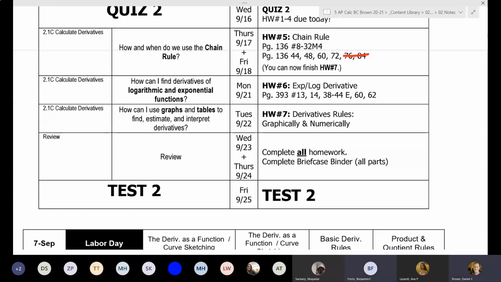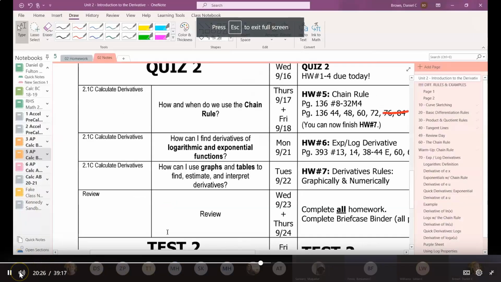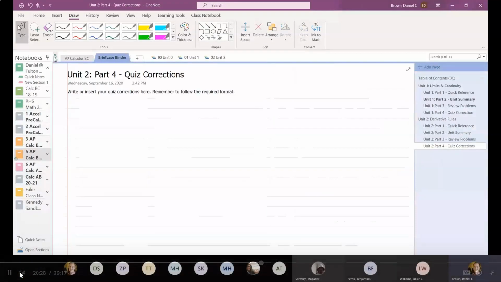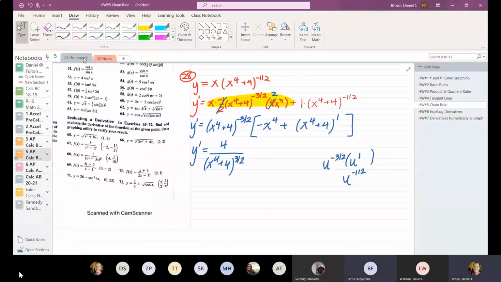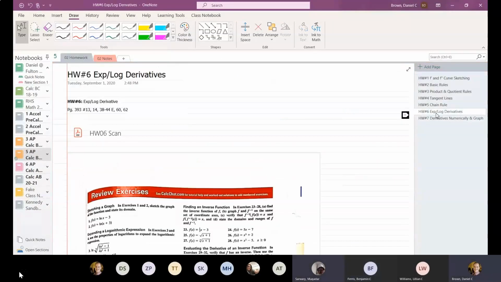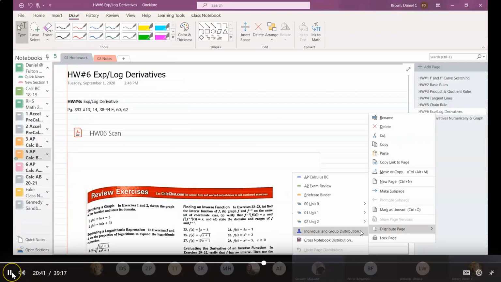Mr. Brown, I don't see homework 6 in the homework section. Try just looking directly in OneNote if it doesn't show. Yeah, mine doesn't show in OneNote either. I can't find it. Oh, is that true for everyone? It's not in my homework section. Cool. I've refreshed it multiple times. I'm going to just redistribute it right now then.